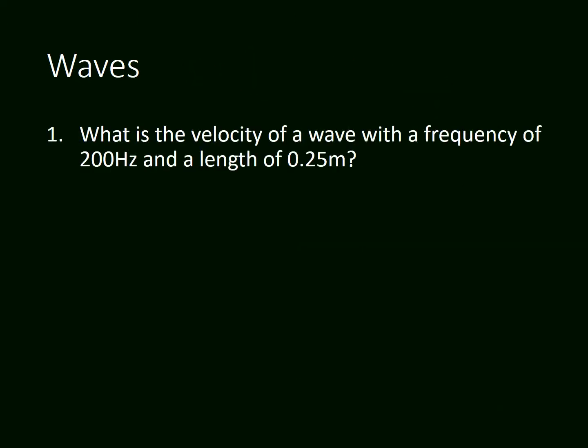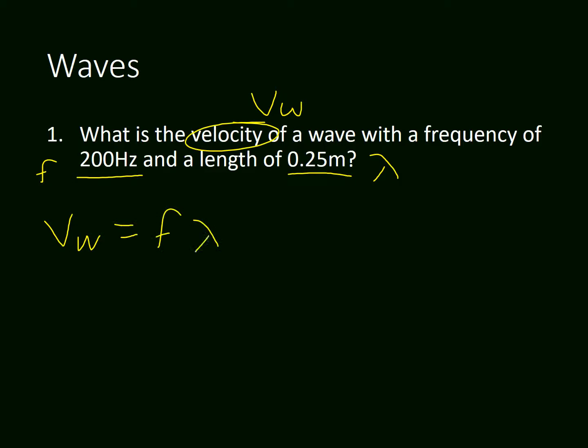Question number 1, what is the velocity of a wave with a frequency of 200 hertz and a length of 0.25 meters? We're going to start with identification. We identify 200 hertz is a frequency, 0.25 meters is a wavelength, and we are asked to solve for the velocity of the wave. So that's v subscript w. Step 2, we write our formula. So v_w equals frequency times wavelength.